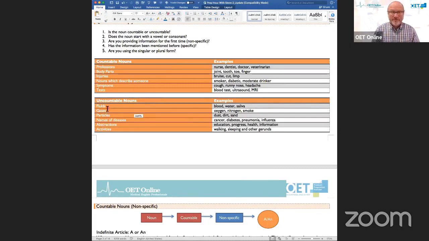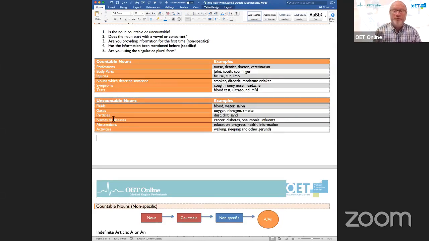For example, fluids. Fluids are uncountable. Blood. We can't count blood. We can't count water. And we can't count saliva. So in these cases, we won't use an article. Gases: oxygen, nitrogen and smoke. These are things which can't be counted. So we're not going to use an article.